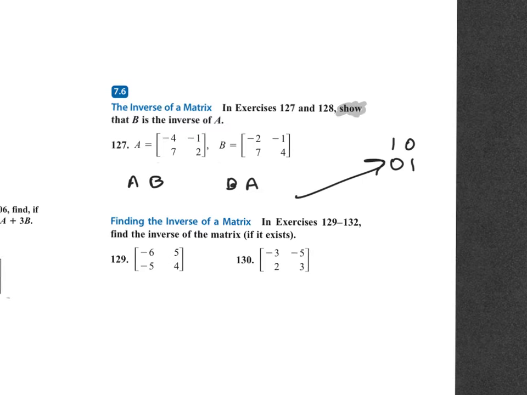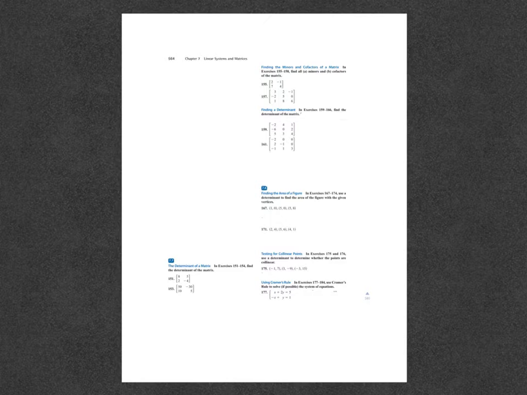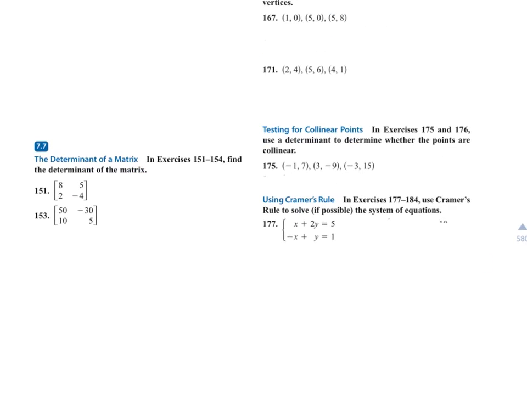So if I did A times B and then B times A, I should get that for both. Okay, same for the 3 by 3. For a 3 by 3, I should get 1, 0, 0, 0, 1, 0, and 0, 0, 1. Questions on any of that? On the 2 by 2, so that's the one over the determinant? Okay. How about 7.7 was the start of the determinant for just the 2 by 2.